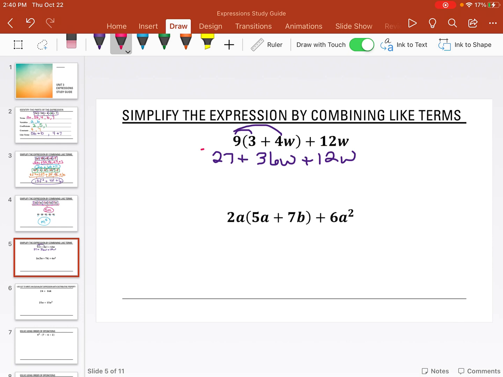Once I've done that, now I can train it up. Remember we say you hand out the tickets before you can get on the train. So we had to distribute that in, and then we could train it up. Now I can combine these like terms.